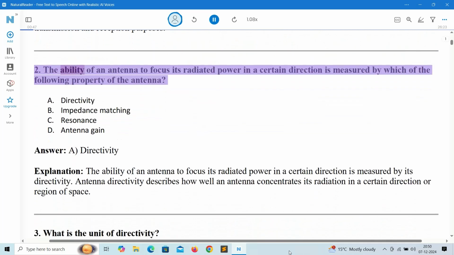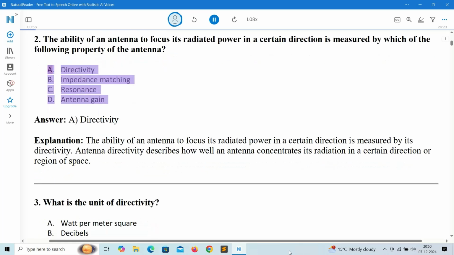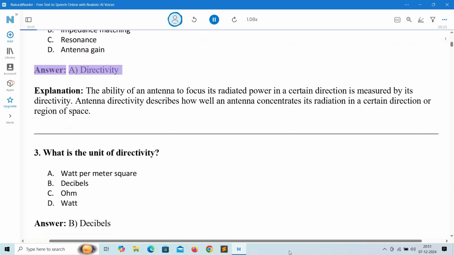2. The ability of an antenna to focus its radiated power in a certain direction is measured by which of the following properties of the antenna? A. Directivity. B. Impedance matching. C. Resonance. D. Antenna gain. Answer: A. Directivity.